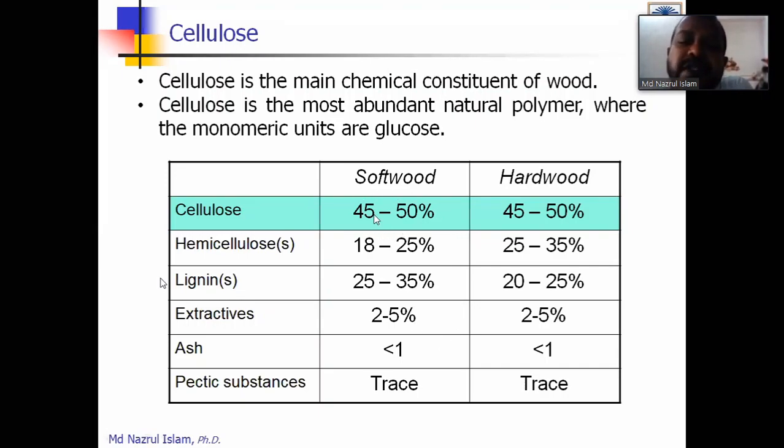You will see this percentage differ in different books, because it depends on the types of species they have analyzed. Different scientists work with different species, and the samples are collected from different places, so it is not fixed. If you say 40%, that's true. If you say 42%, that is also true. If you say 50%, that is also true, because it depends on the species, and definitely it varies.